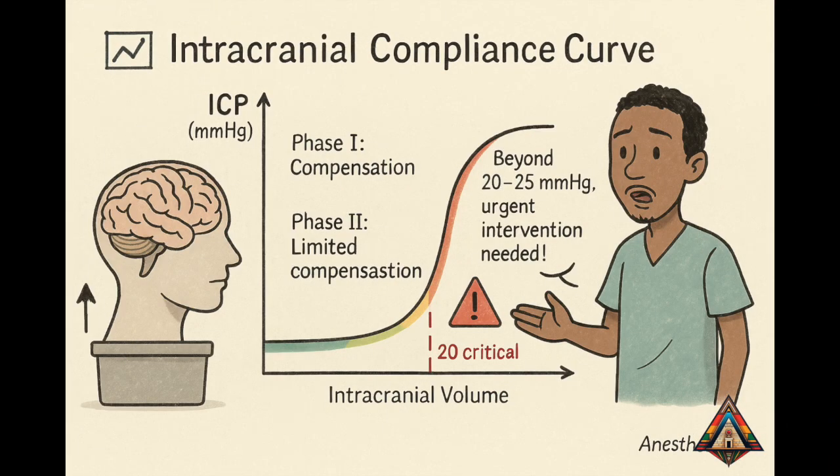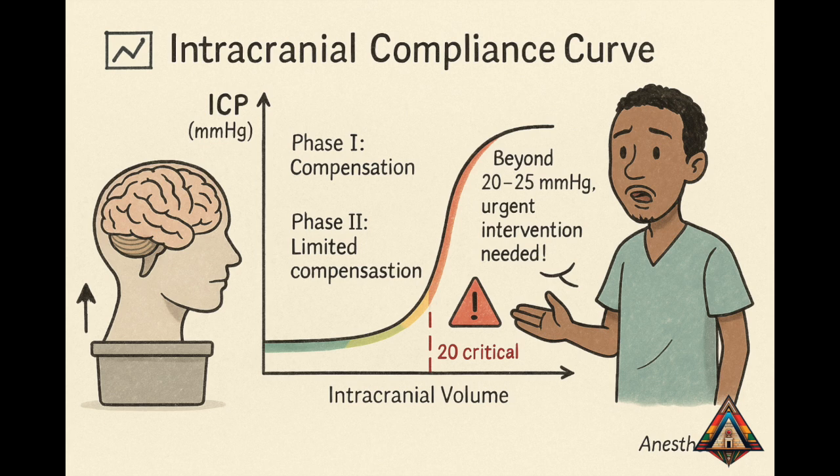Intracranial compliance curve. This curve illustrates how intracranial pressure changes in response to increasing intracranial volume. Phase 1, compensation. Initially, small increases in volume are accommodated by shifting cerebrospinal fluid to the spinal canal and displacing venous blood. Phase 2, limited compensation. As volume continues to increase, the compensatory mechanisms begin to fail and intracranial pressure starts to rise.